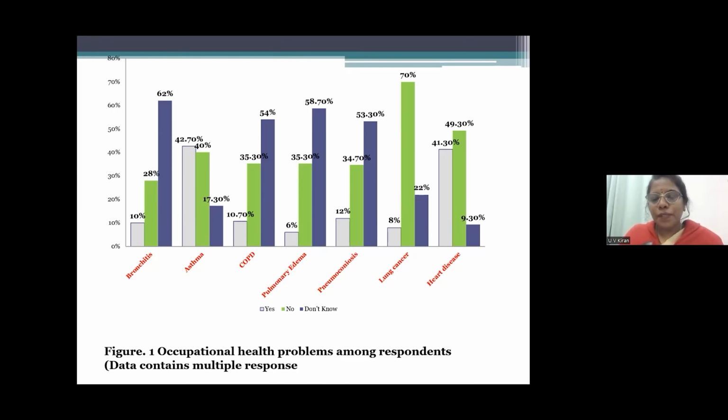Pneumoconiosis, 34.7% are suffering from it, and 53.3% didn't get it tested. And of course, about lung cancer, we cannot say that 70% do have lung cancer. No, it is 8% who have lung cancer. It is only that the others don't know whether they have it or not. They have a doubt. So 22% didn't get it tested. 8% are in the preliminary phase of getting tested. And of course, 41.3% have heart disease, and 9.3% didn't get tested at any time.